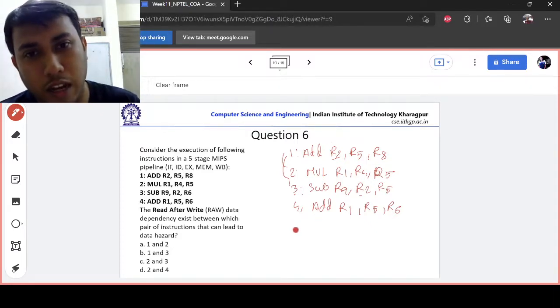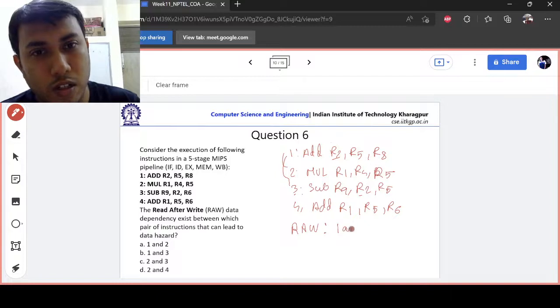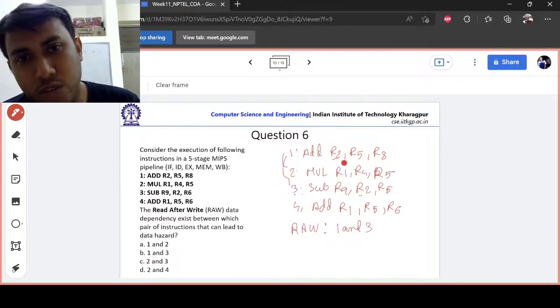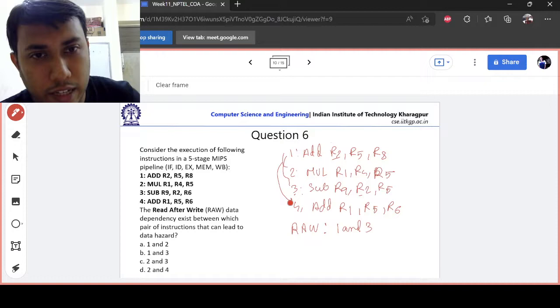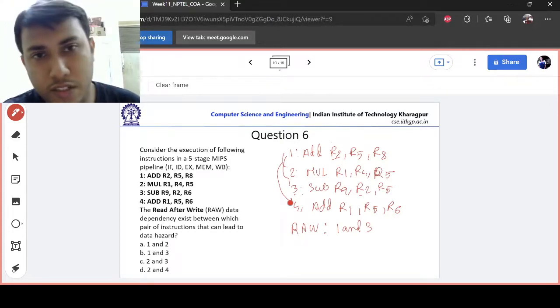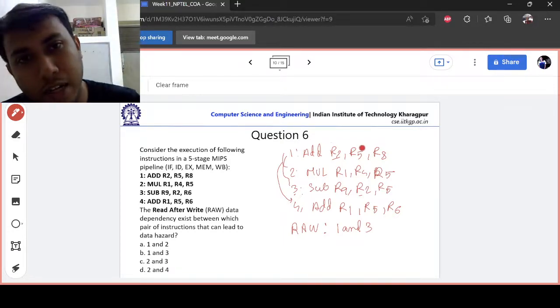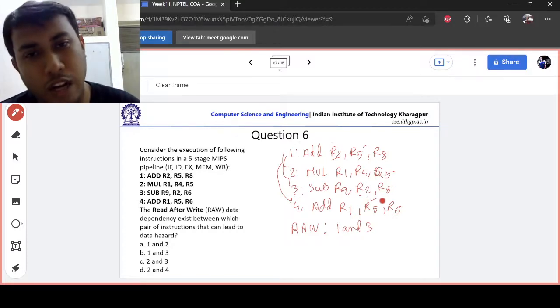So RAW occurs between 1 and 3. This is a write, and a read that is occurring after a write. So this is one pair. Now let's continue the process between 1 and 4. Are there any common registers? Yes, R5. But in this case, both are read, and read after read is not a hazard.